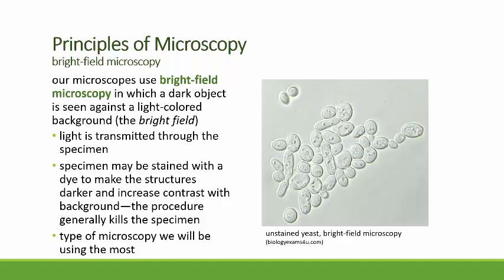It's the type of microscopy where you see a dark object against a light-colored background, what is thought of as the bright field. This background area, this is the bright field. So it's a light-colored background, and you can see darker objects being magnified against that light background. With bright field microscopy, we're transmitting light through the specimen, and we can even stain that specimen to make the structures darker, to increase the contrast with the background. Although that staining process generally kills the specimen.